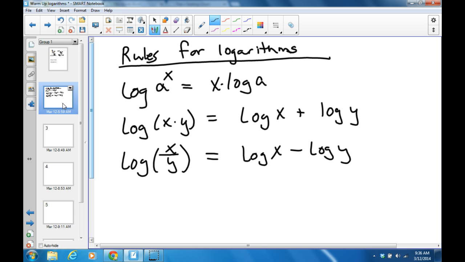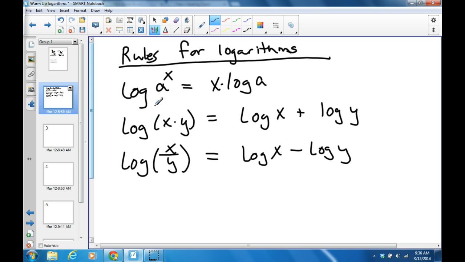So the first rule you need to know is anytime you have log a to the x power, that's the same thing as saying x log a. X times log a. You're just taking that x and putting it to the front. Is that log base a? No, it could be base 10. If I don't have a base written there, you can assume it's base 10.